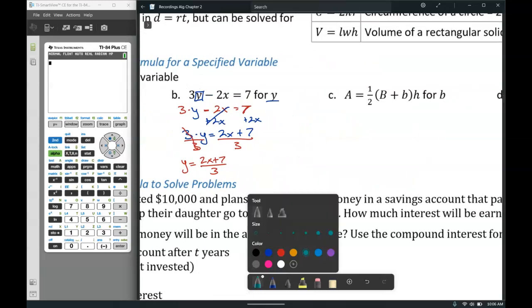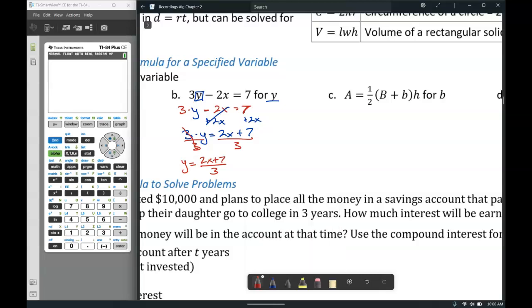Now let's go ahead and look at C. This one's going to be a little bit different. We're solving for b, and b is inside of our grouping. So we have two ways that we could approach this problem. We could get rid of our grouping by using the distributive property, or we could be a little bit more clever. Since the distributive property is essentially multiplication, we can undo these multiplications through division.